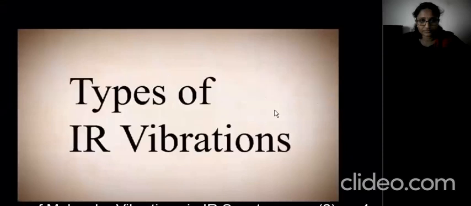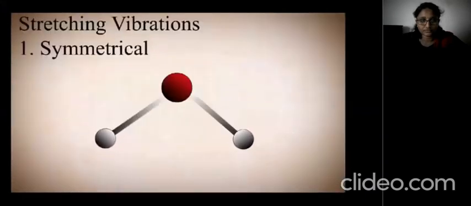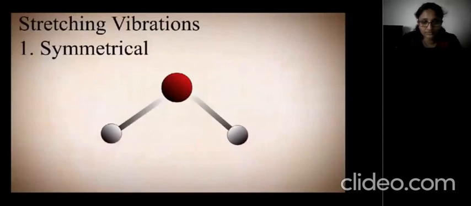In this video, we are going to learn the types of molecular vibrations in infrared spectroscopy with the help of animation. We have two main types of vibration. Out of that, one is stretching vibration and the other one is bending vibration. In stretching vibration, we have two types, that is symmetrical as well as anti-symmetrical.